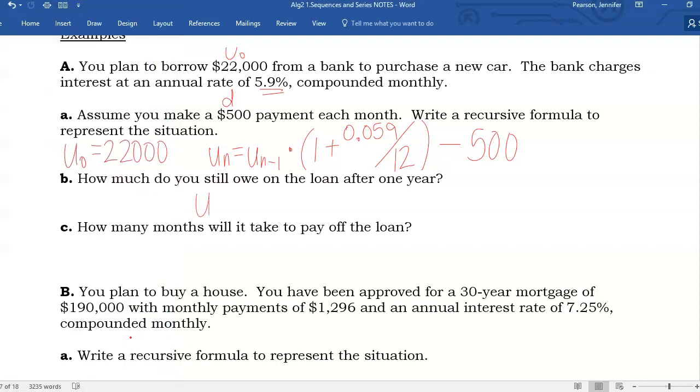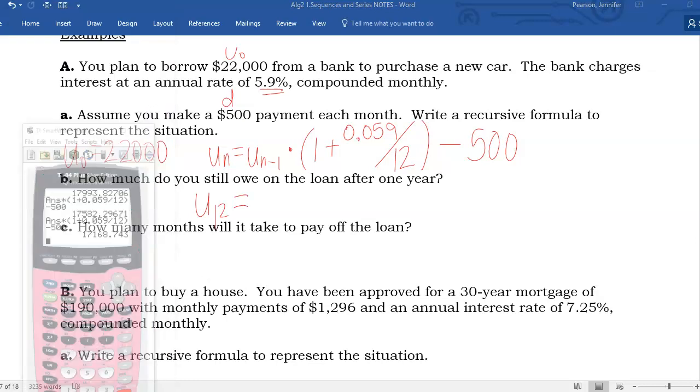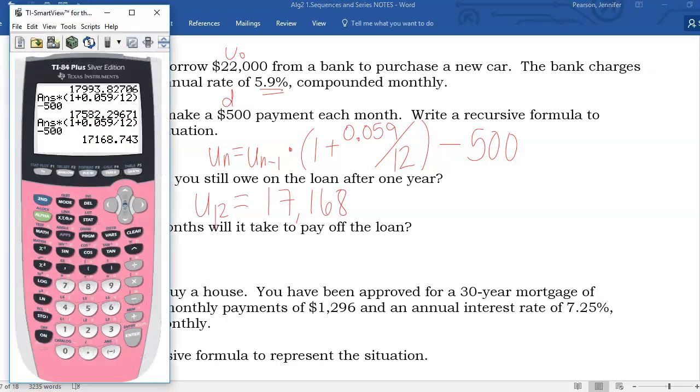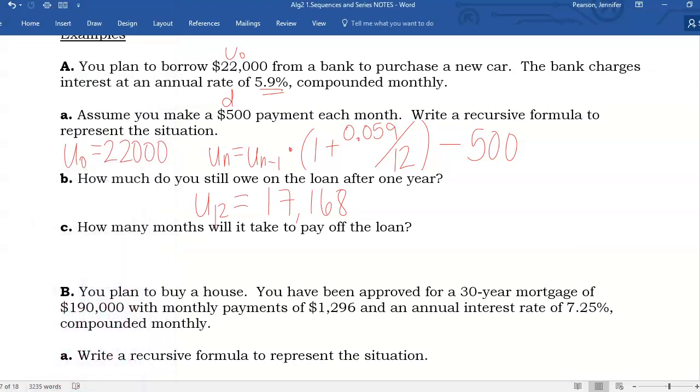So I'm going to write this. U12 equals 17,168, and we'll keep 2 decimals because money, 74 cents. And let's throw a dollar sign for our label.